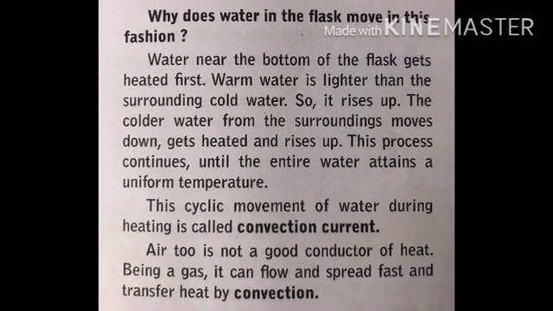Why does the water in the flask move in this fashion? Water near the bottom of the flask gets heated first. Warm water is lighter than the surrounding cold water, so it rises up. The cold water from the surroundings moves down, gets heated and rises up. This process continues until the entire water attains a uniform temperature. This cyclic movement of the water during heating is called a convection current.